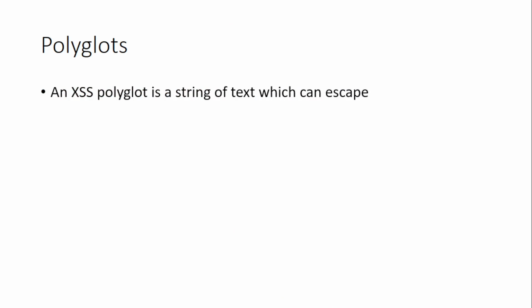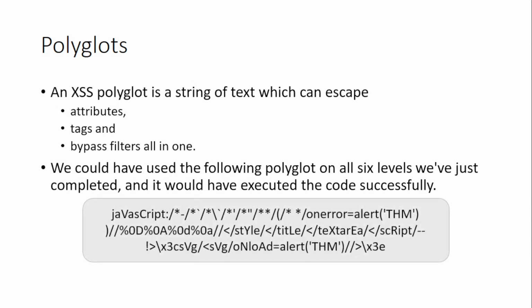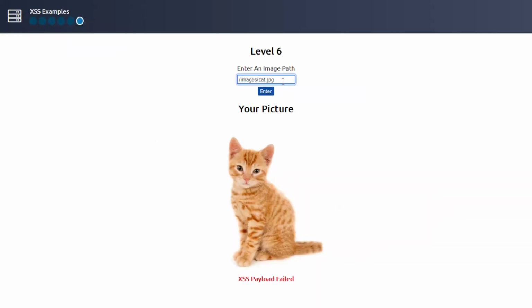We could have also used what we call polyglots. An XSS polyglot is a string of text which can escape attributes, tags, and bypass filters all in one. We could have used the following polyglot on all 6 levels we've just completed, and it would have executed the code successfully. And this is the code. Let's try it just on the last level.